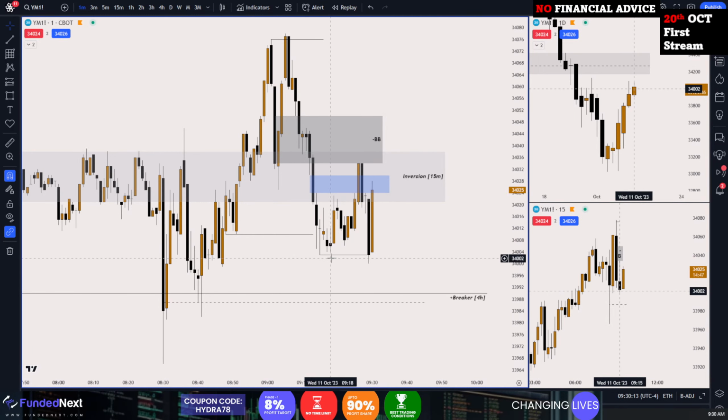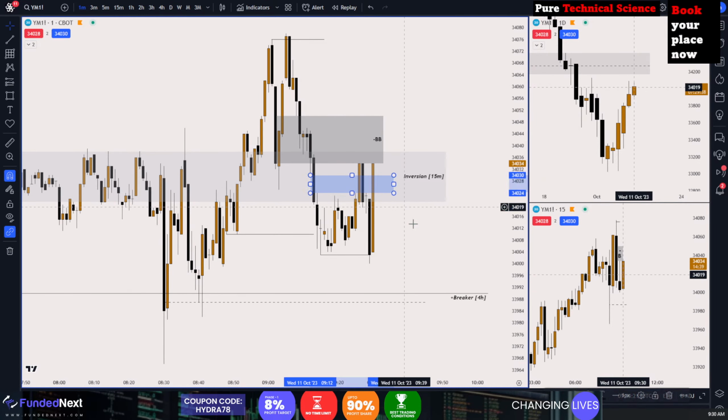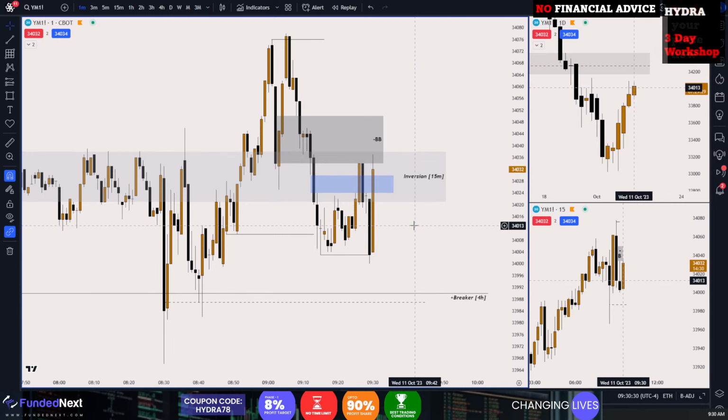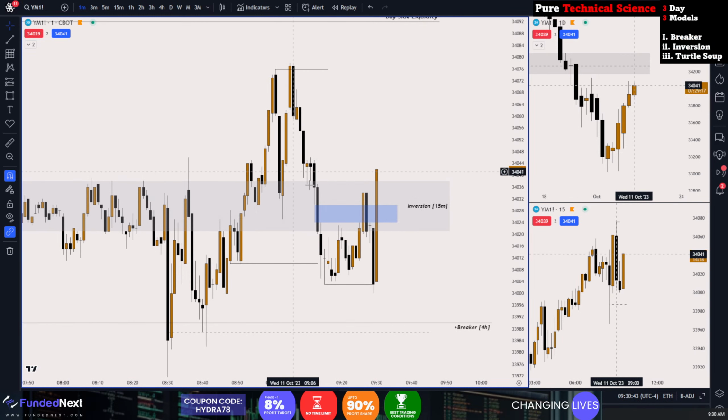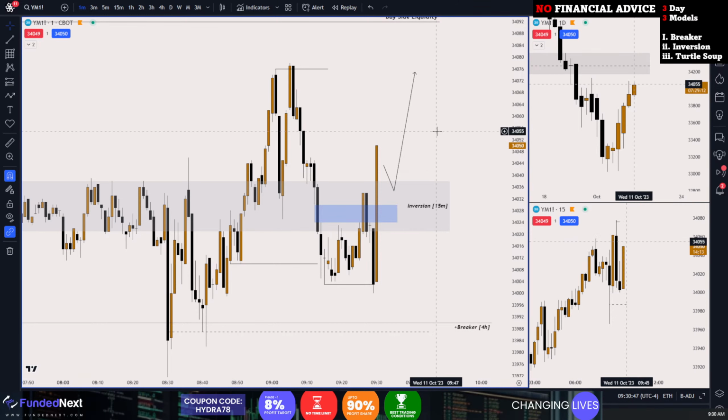Anyway, our target is met. We were expecting to see price clearing this level out, these relative equal lows, and price did that. Now we will wait and see the 9:30 delivery. I would like to see price expanding higher from this inversion. This breaker, I will not be watching, so rather price action like this.